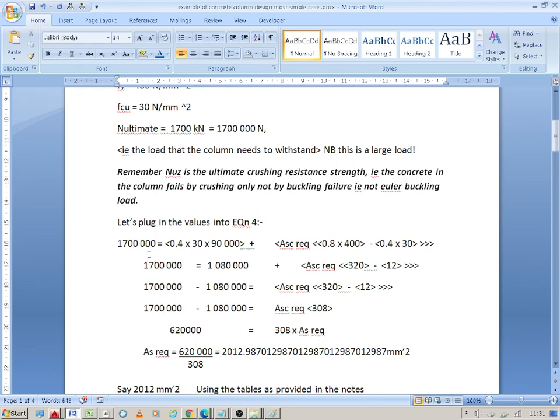We've got 1,700,000, so it's 0.4 times, in this case 30, times the area bh of 90,000, plus A_sc required times (0.8 times f_y, which is 400, minus 0.4 times 30). So 1,700,000 minus 1,080,000 equals A_sc required times (0.4 times 400 is 320, minus 0.4 times 30 is 12).